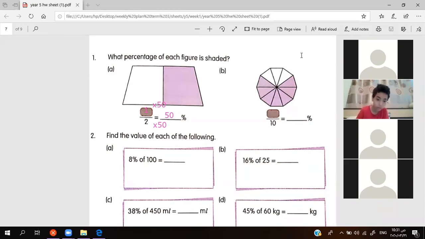What about here? How many parts from the 10 are colored? It is 7 parts from the 10, right? I want a percentage. Don't forget that the percentage must be over 100. How do I make the 10 into 100? Times 10. Whatever I do down, I must do up, so I also do up times 10. So it's going to give me 70. 70%.